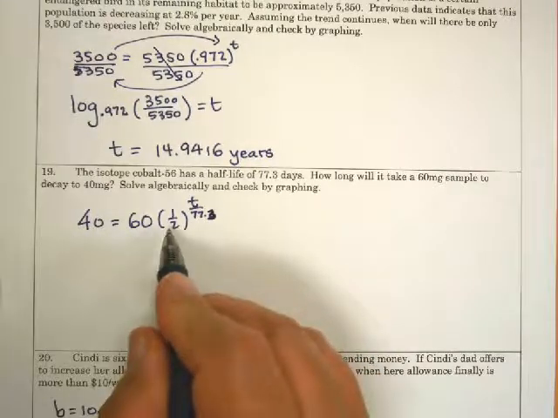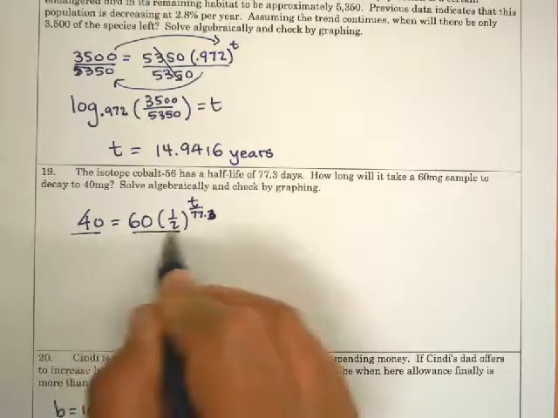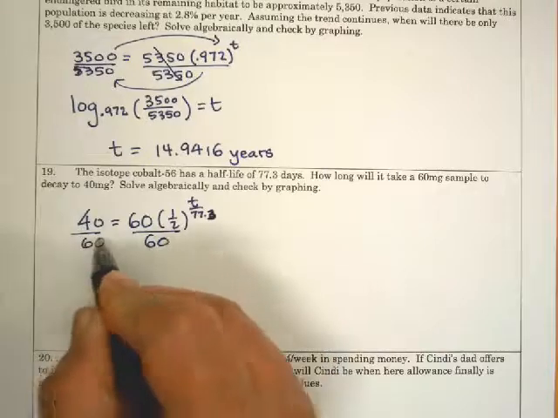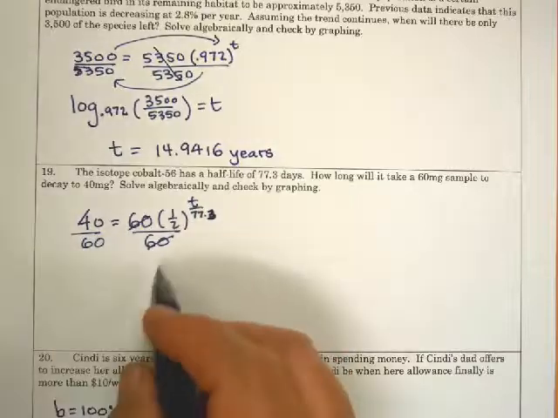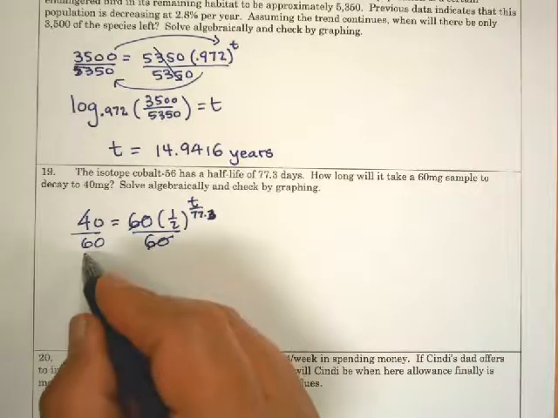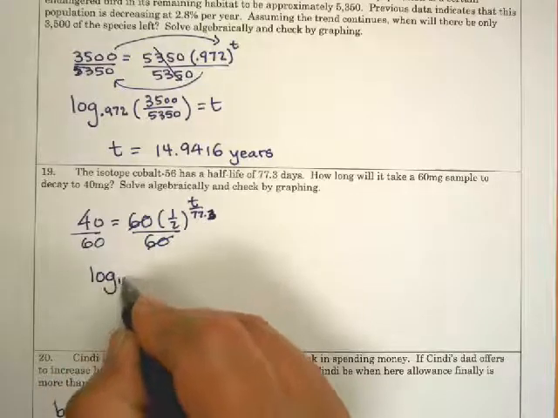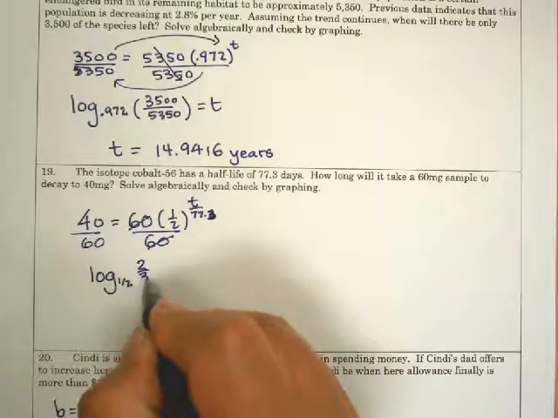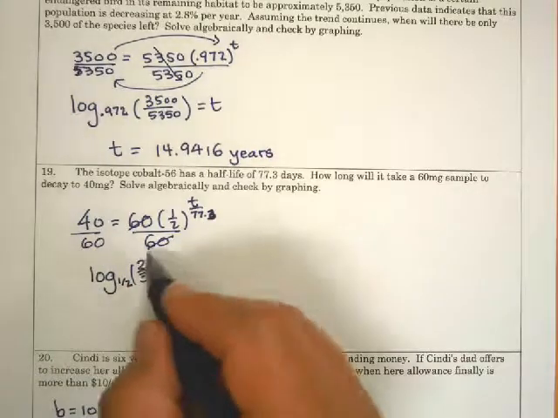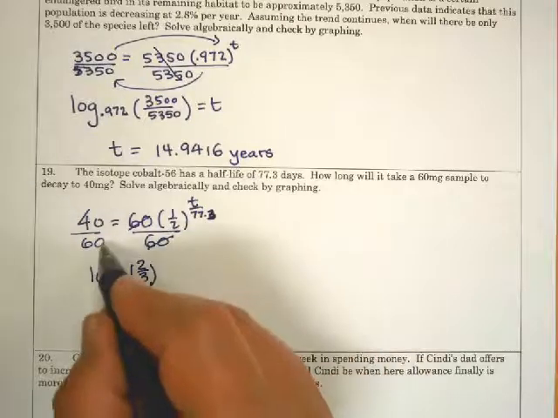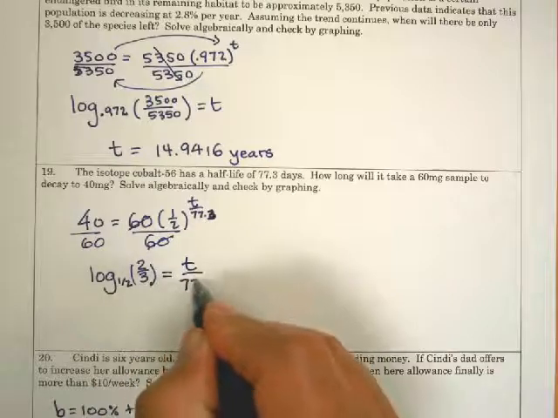Half-life problems always use a base of a half. Now we're going to start by solving algebraically here. Divide by 60. And I'm going to go ahead and call this 2/3. Now I'm going to go log base 1/2 of 2/3 equals that. And again, the 2/3 is just 40 over 60 simplified. So there's your base. Come around, pick this up, and come around on the other side. You get t over 77.3.